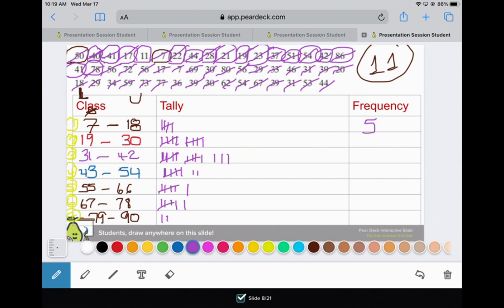And then for the frequency for the second class, there are 10 tally marks, so that's 10. The third one is 13 because I count 13 tally marks. There's 7, 6, 6, and 2.